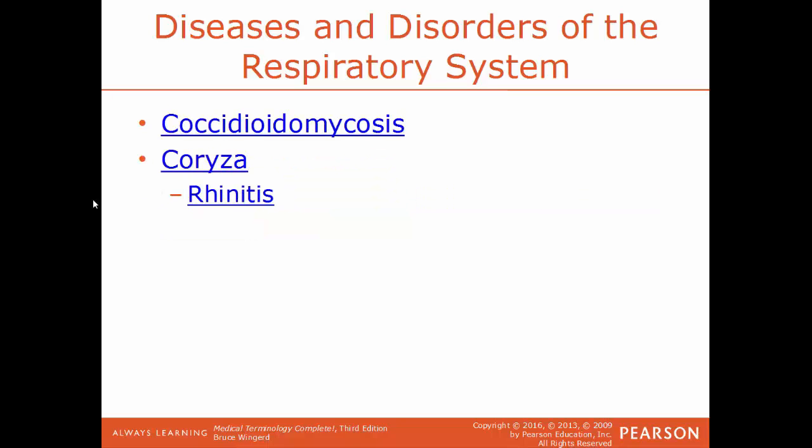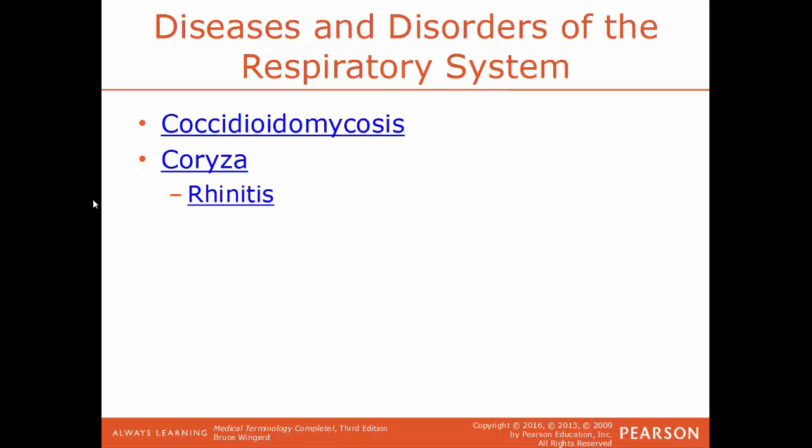So our next term, coccidioidomycosis. And this is a reference to a very serious fungal infection of the lungs. It's also known as valley fever, more commonly found in the southwestern parts of the United States. So our next term, coryza. This is any inflammation of the mucous membranes of the nose. It's basically another term for a head cold. And that leads us to our last term here, rhinitis, which is an inflammation of the mucous membranes of the nose, either caused by a viral infection like the cold or by an allergic reaction such as hay fever.